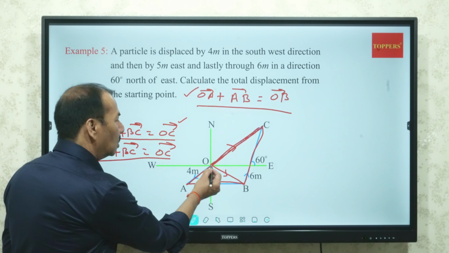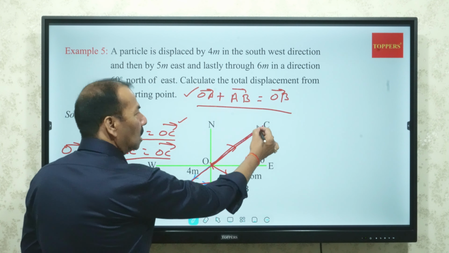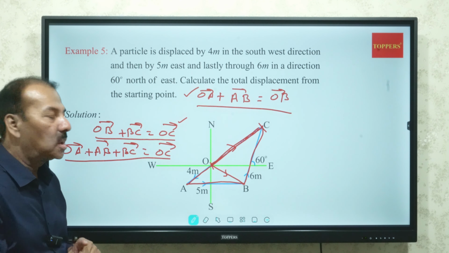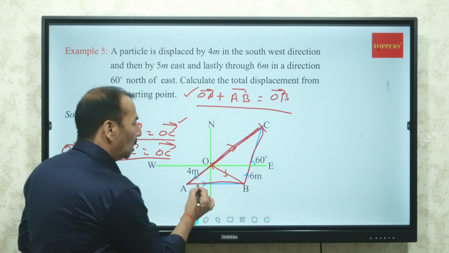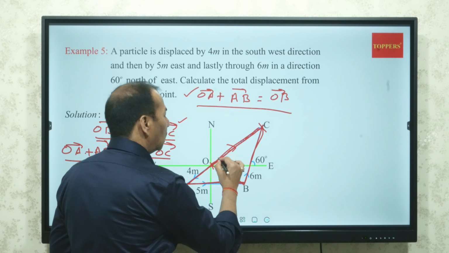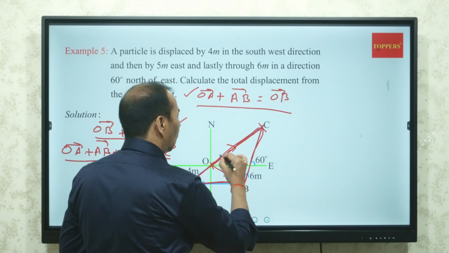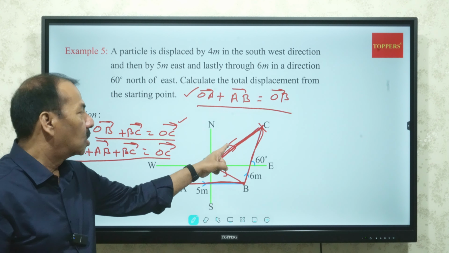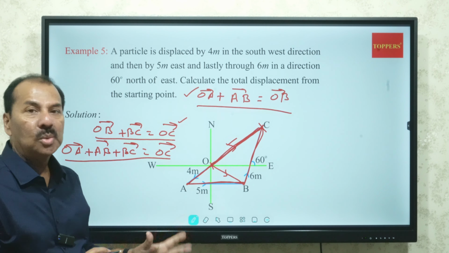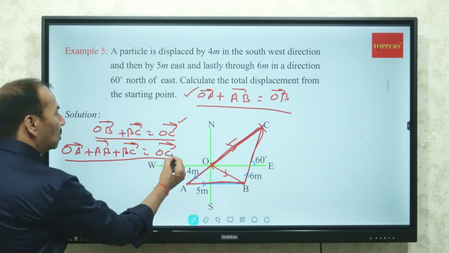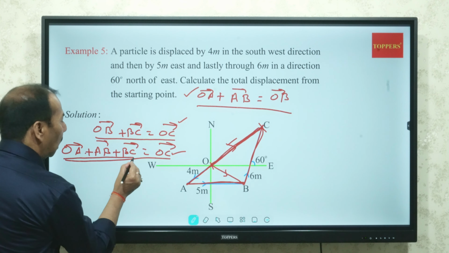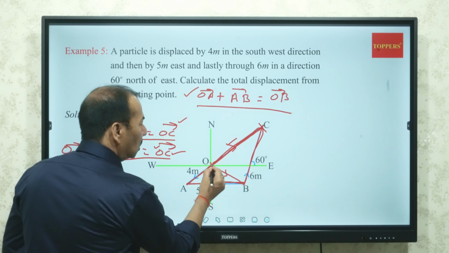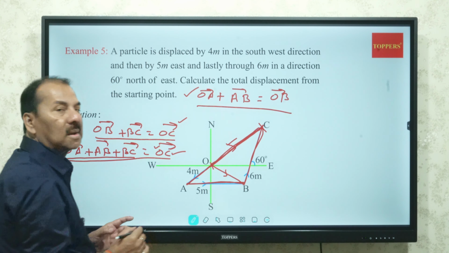So vector addition, you can say it has started from this point and finally it has come to point C. So vector addition of all the vectors, OA plus AB plus BC, always gives you the final vector or the resultant vector, and that is here. If you talk of this question, then it is OC. So that was our requirement. So OC is the sum of all the vectors between this point O as well as C, so between the initial point as well as the final point.